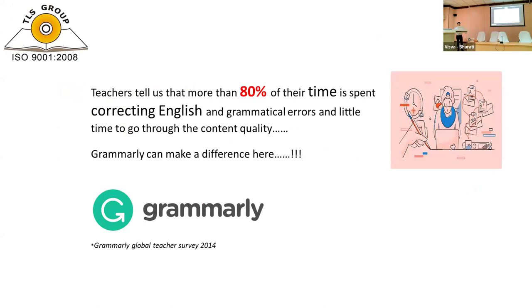And I can definitely see here librarians, assistant librarians, and some faculty. Faculty end up spending more than 80% of their time correcting English language and grammar on their students' papers, and they get very little time to go through the content quality, right? So this is where Grammarly is going to make a huge difference. Grammarly will ensure that students are doing their writing correctly so that teachers can help them with their ideas. When teachers spend more time on the content quality, then definitely it is going to boost your research output.